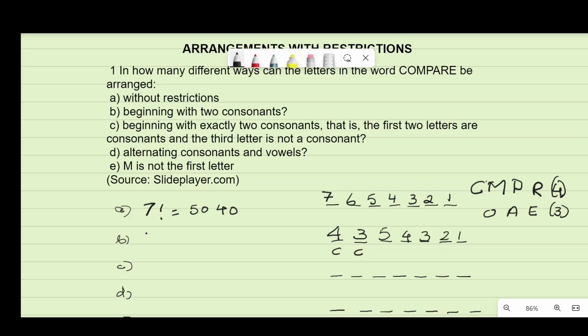When you write the answer, you can just write the product as it is, or you can also write 4 times 3 times 5 factorial, because starting from 5, the third position, it's factorial now. Using the calculator, you can find the answer. The answer is 1440.